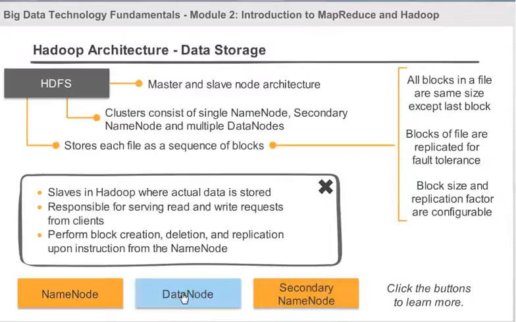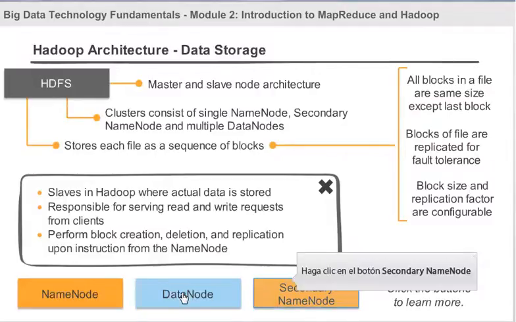Data nodes are slaves in Hadoop where the actual data is stored. They are responsible for serving read and write requests from the file system's clients. Data nodes also perform block creation, deletion, and replication upon instruction from the name node.